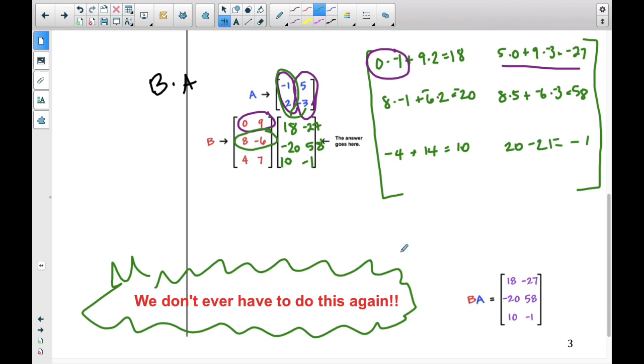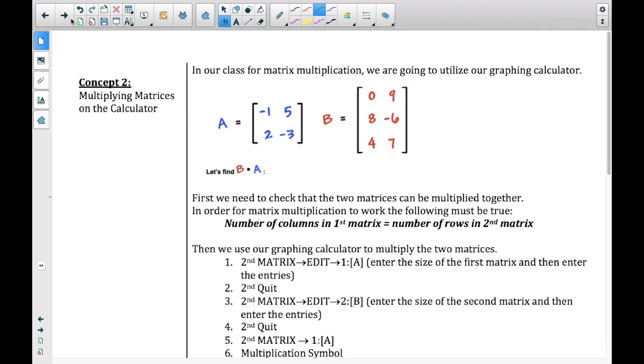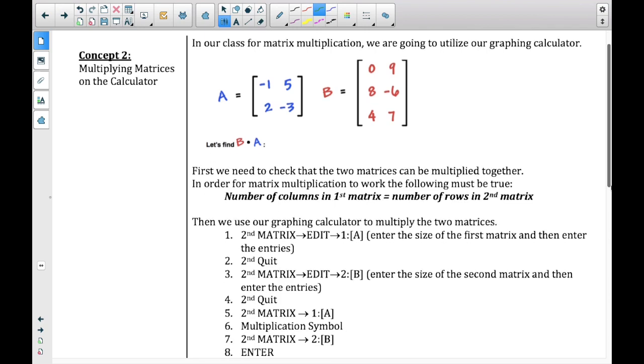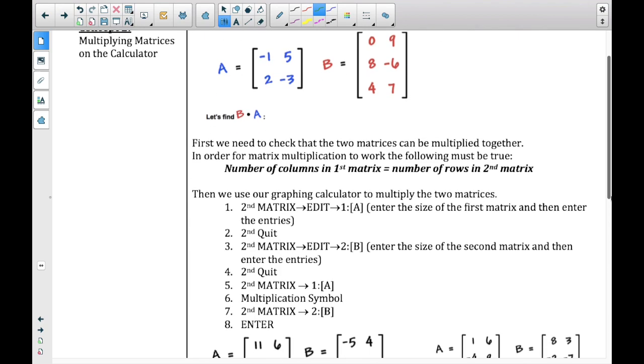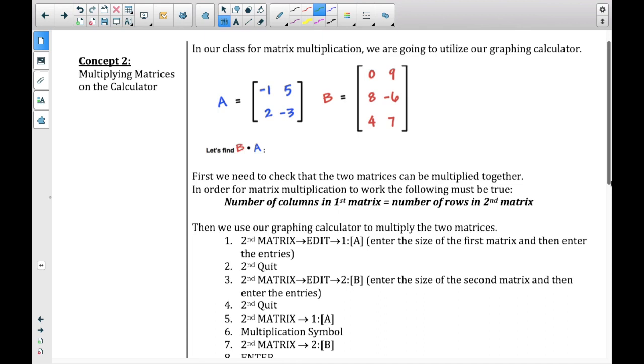It would take forever, and it gets really confusing. So we have a graphing calculator, so let's just forget all this business, and let's go to how to do it on the graphing calculator. We're going to use the graphing calculator. In order to find B times A, we have to enter this into our calculator. So I have some calculator instructions here and how to do that.